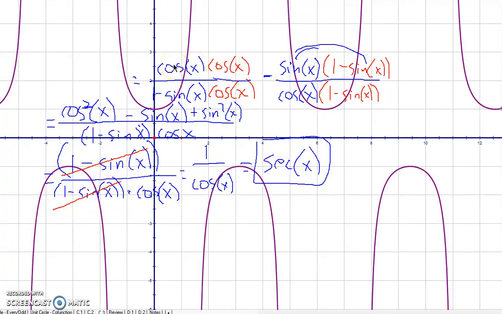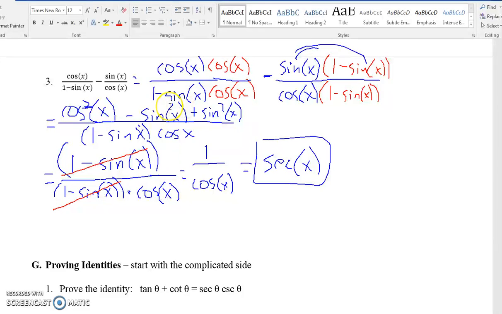Okay, so again, we're just working on simplifying. It is a pain to write this all out algebraically, but that is our goal, to show clearly how we know what we started with is equivalent to what we end with in a very simple fashion.